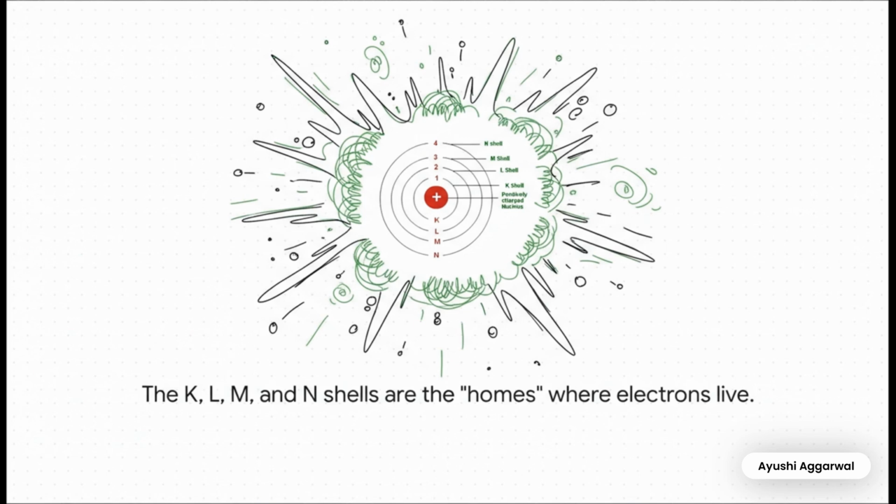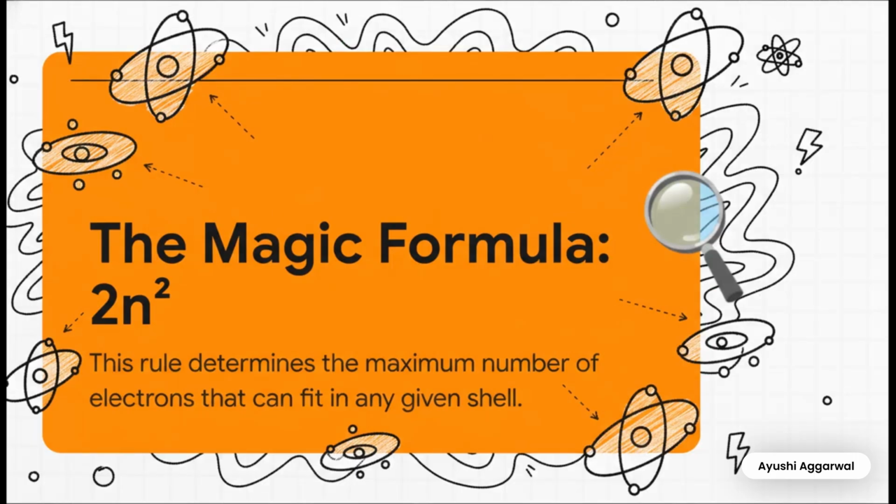The shell that's closest to the center is called the K shell. Then as you move out, you get the L, M, and N shells. A really good way to think about them is as designated homes where the electrons get to live. So, how many electrons can actually live in each of these homes? Well, for that, we have this wonderfully simple little formula, and trust me, you're going to want to remember this one. 2n squared. It's a lifesaver on tests.